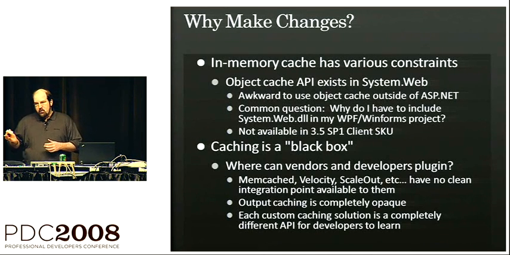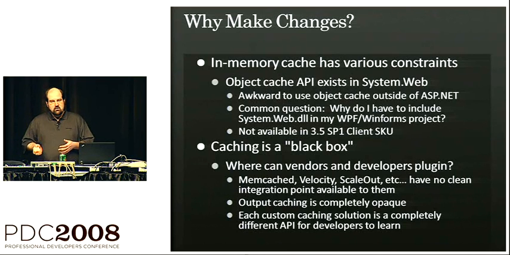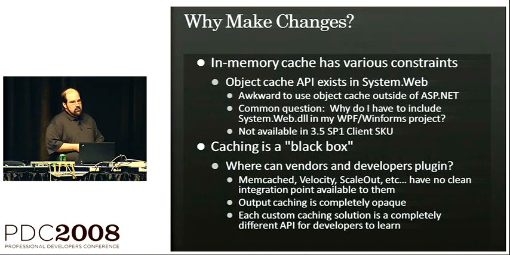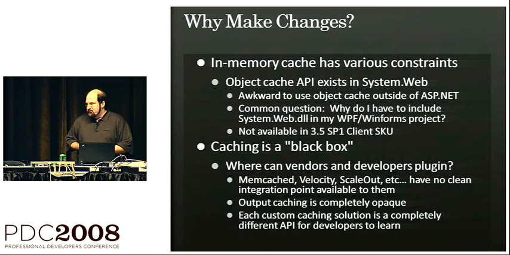So that's a perfect example where, even though the object cache today in 3.5 can be used outside of ASP.NET, we're now at a point where we're coming up with different SKUs and different packaging versions for the .NET framework where technically we can't bring those bits along. And so we want to be able to address that.